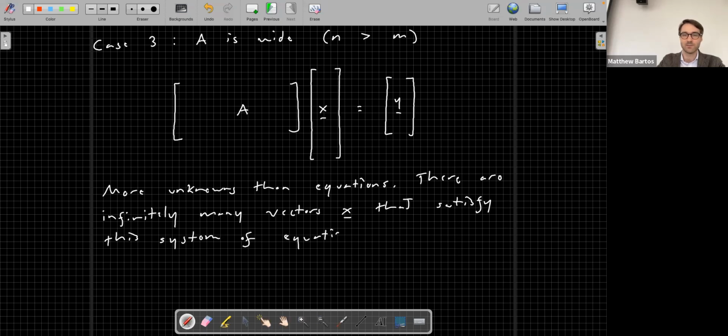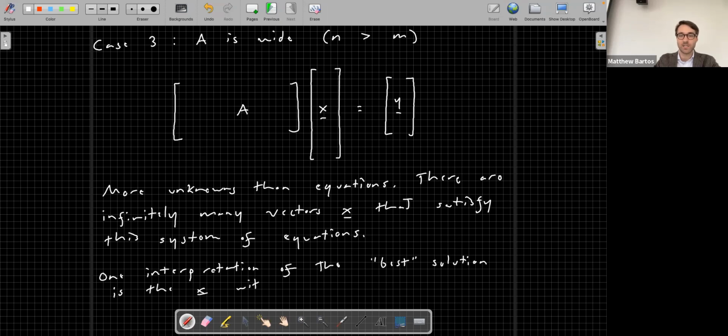So what can we do? Well, we're interested in finding the best solution to this equation, AX equals Y. There are infinitely many solutions. One interpretation of the best solution is to find the X that has minimum norm.